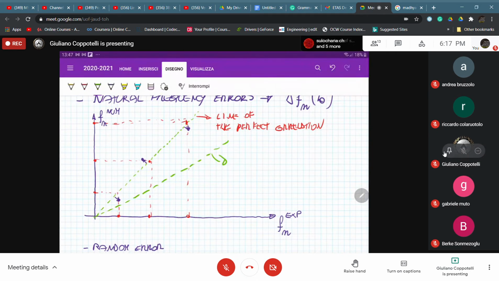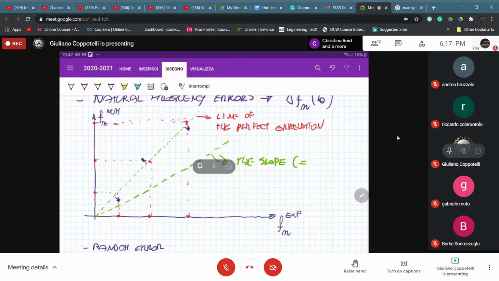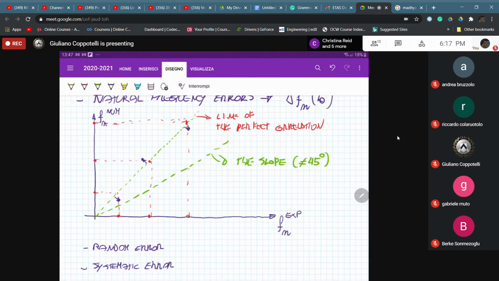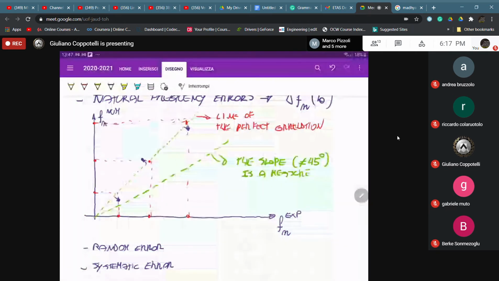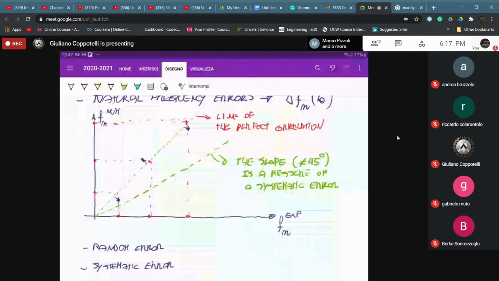then the slope that is different from 45 degrees is a measure of a systematic error. Okay, so if you got this kind of result, then you are very happy because you can see at the very first sight what changes you have to consider in your numerical model in order to have a better match with the experimental results.